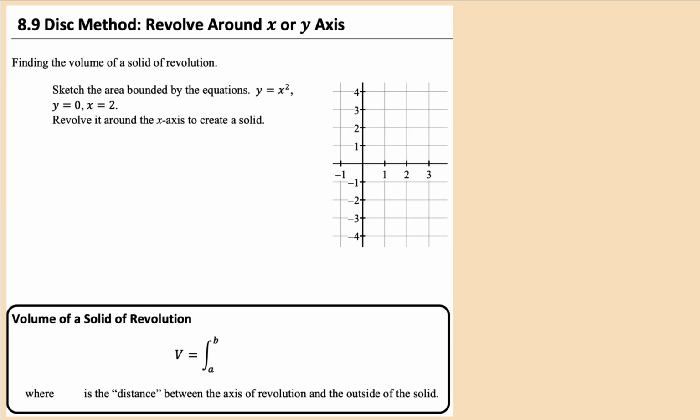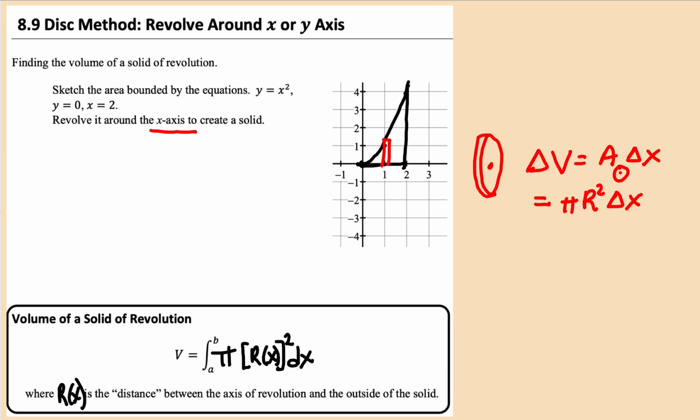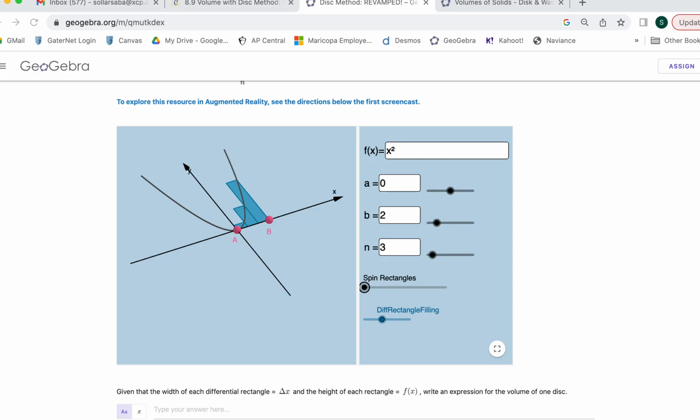Let's take a look at this problem. Y equal to x squared, y equal to 0, and x equal to 2 are going to be the boundaries of our area. Let's take a look at this picture. The black represents the boundaries for the area, and we're going to take this area and revolve it around an axis. We're going to revolve it around the x-axis. Let me show you what that looks like in an animation.